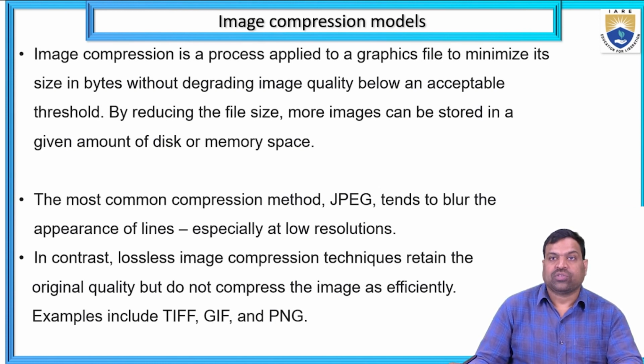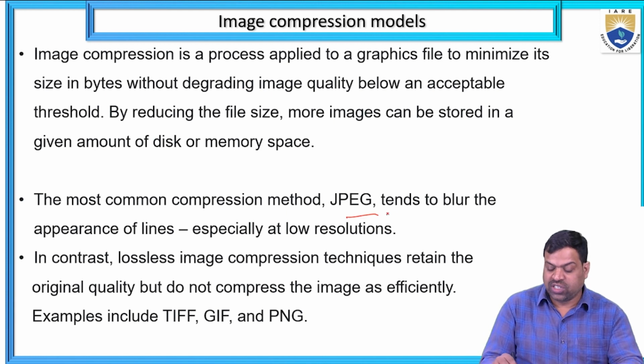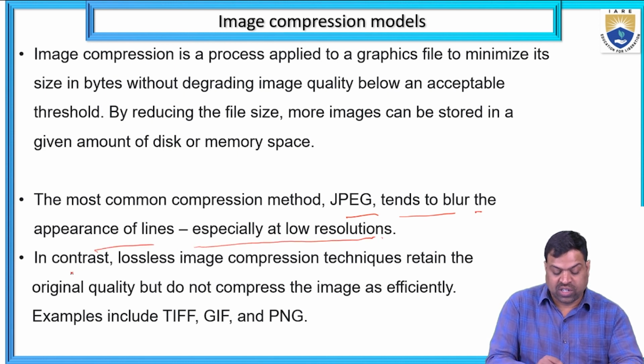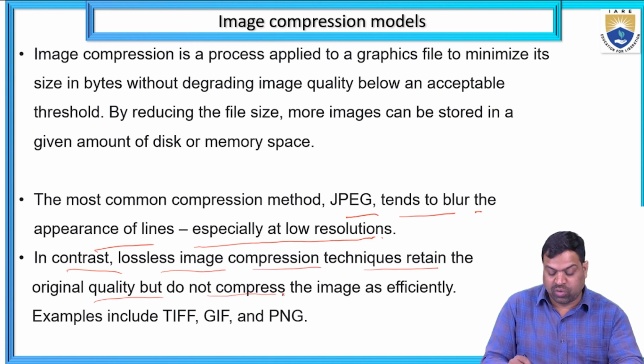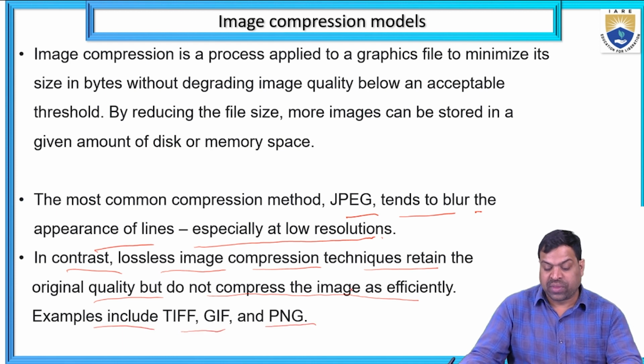Image compression is a process applied to a graphics file to minimize its size in bits without degrading image quality below an acceptable threshold. By reducing the file size, more images can be stored in a given amount of disk or memory space. The most common compression method is JPEG, which tends to blur the appearance of lines, especially at low resolution. In contrast, lossless image compression techniques retain the original quality but do not compress the image as efficiently. Examples include TIFF, GIF and PNG.